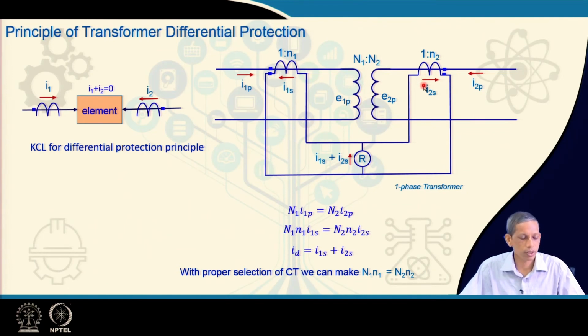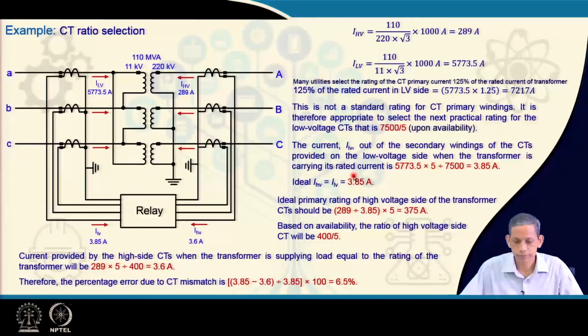So, during normal situations this branch current becomes 0, and in case of any internal fault this is no more 0. That clearly shows that an internal fault can be identified by this arrangement.